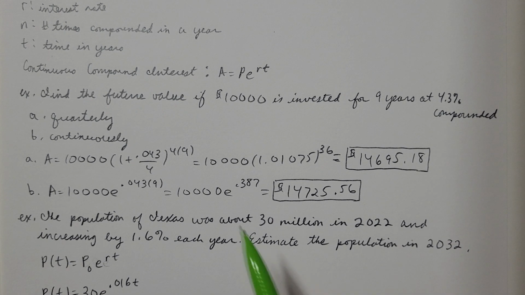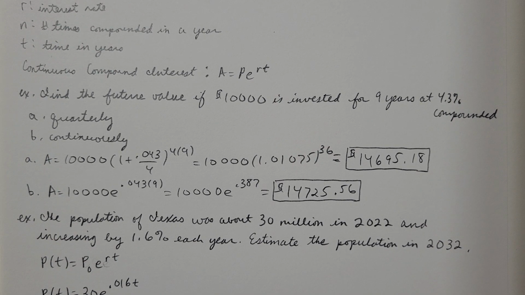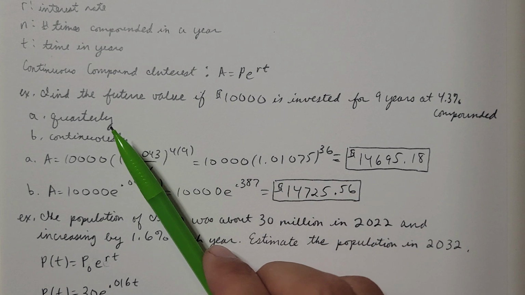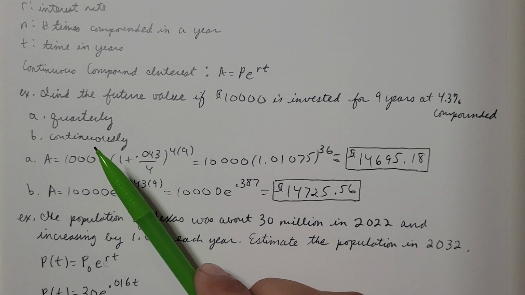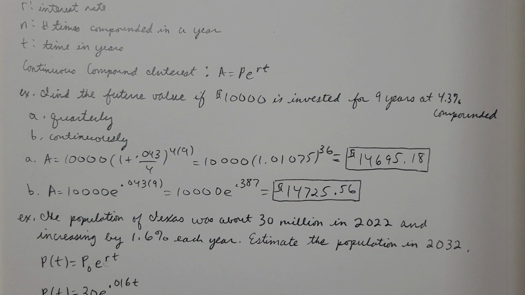So let's take a look at this example here. We want to find the future value if $10,000 is invested for 9 years at 4.3% compounded. In part A, we're going to compound quarterly. And then part B, we're going to compound continuously. Okay, and then I'm going to mention some things afterwards.